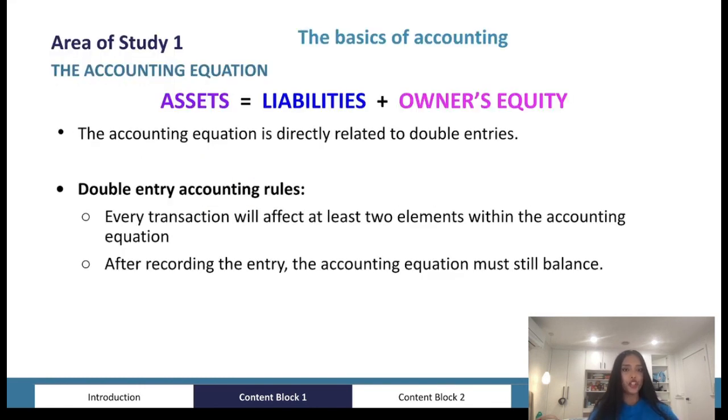So as I mentioned before, the accounting equation is assets equals liabilities plus owner's equity, and this introduces us to the double entry system of accounting. And there are two rules that are involved. Firstly, every transaction affects a minimum of two elements from within the accounting equation. So it could be assets, liabilities, assets, owner's equity, liabilities, owner's equity, and so on. And the second rule is that the equation still needs to balance after the transaction has been recorded. So after you've made an entry of a transaction, the entire accounting equation should still be able to balance.